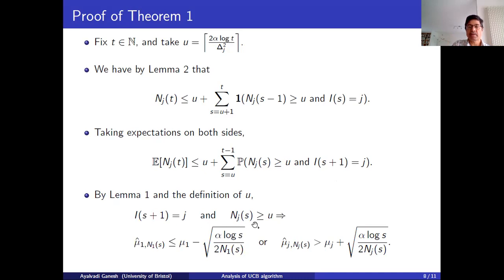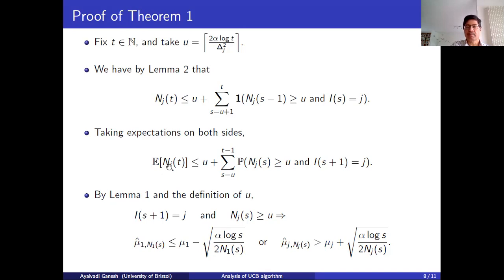So lemma 1 says that if these two things happen, then one of these two things should be true. Either the sample mean reward on arm 1 was much lower than its true value, or the sample mean reward on arm J was much bigger than its true value. So this event is the same as one of these two events happening. And so the probability of this is the probability of the union of this event and that event. And the probability of a union is bounded by the sum of the probabilities of these two events. That's what we are going to use next.